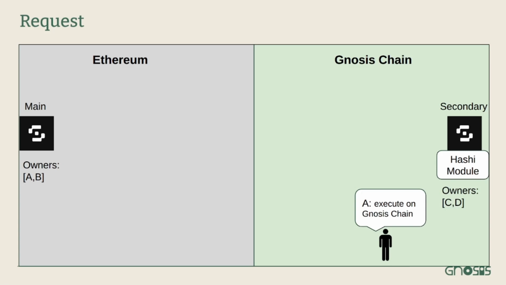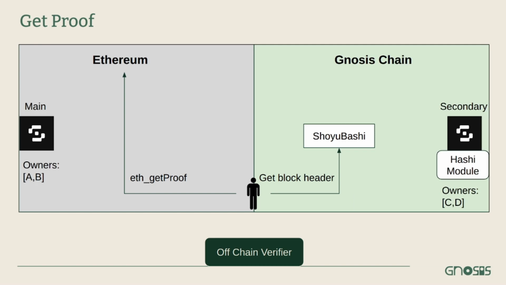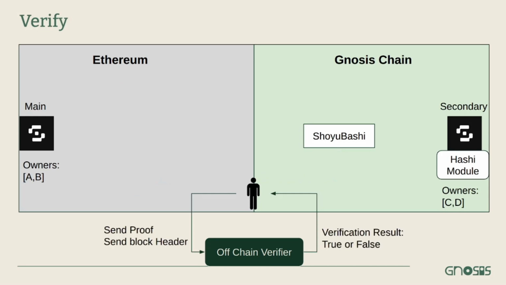So A has to get the proof from an Ethereum node by calling the eth_getProof API, and also calls Hashi to get the block header with the same block number. After that, with this data, A will call an off-chain verifier to verify the proof, and the verifier will return the result back to A.